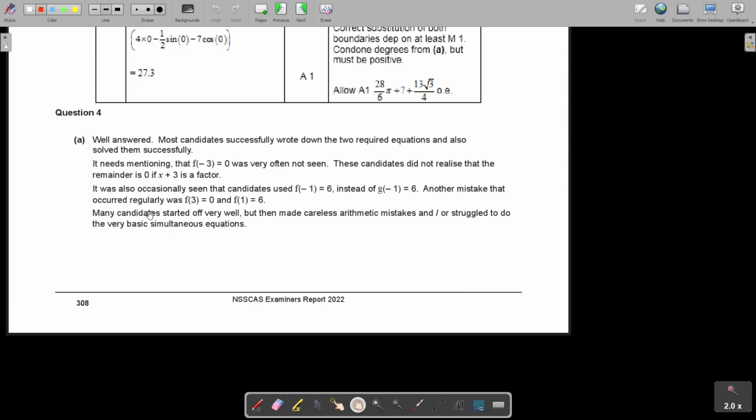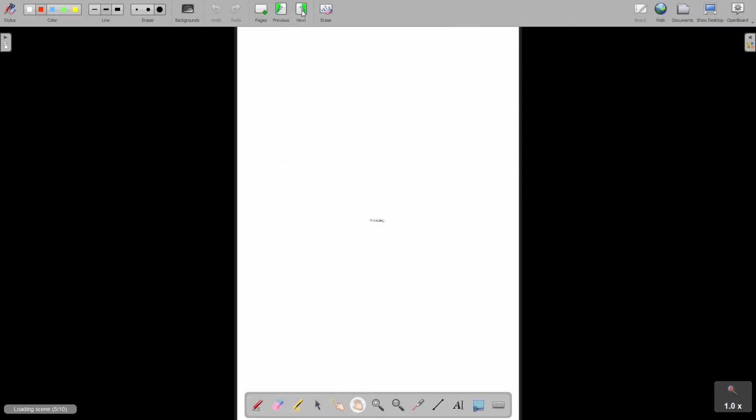So make sure you go to the correct function. Another mistake that occurred regularly was f(3) = 0 and f(1) = 6. Now remember that you take it over. So if it was x plus 3, you put it equal to 0 and the 3 goes over and becomes negative 3. And you put x plus 1 equal to 0 and the 1 goes over and becomes negative 1. So that was incorrect. Many candidates started off very well, but then made careless arithmetic mistakes or struggled to do the very basic simultaneous equations. That's why, ordinary, you must conquer everything there.